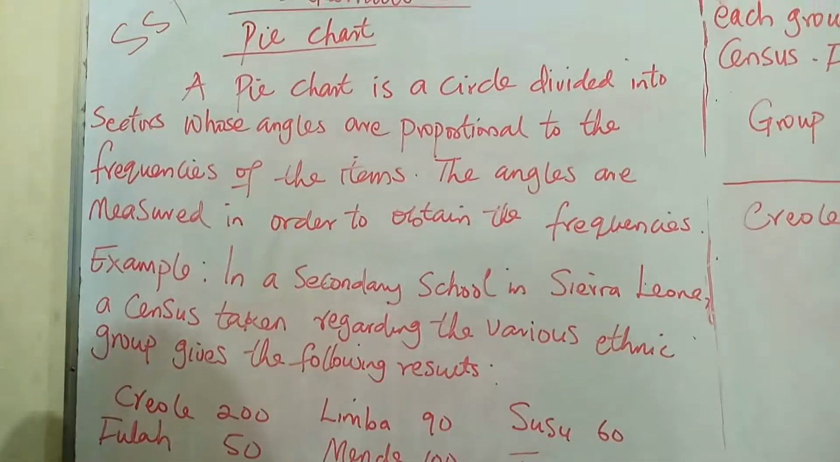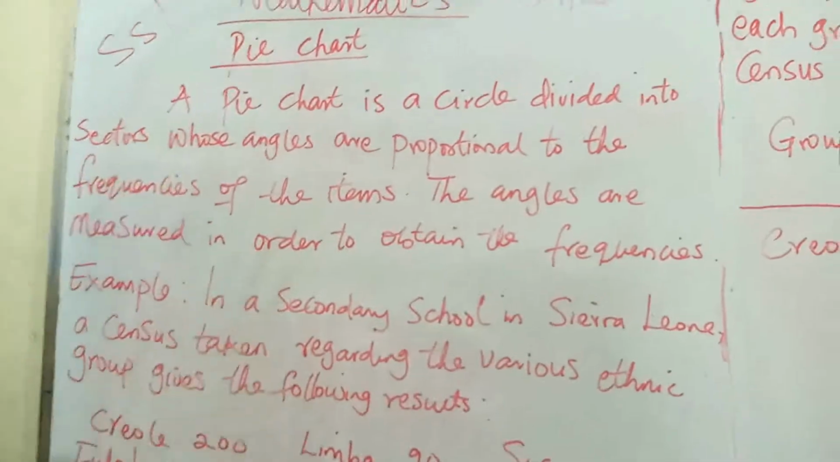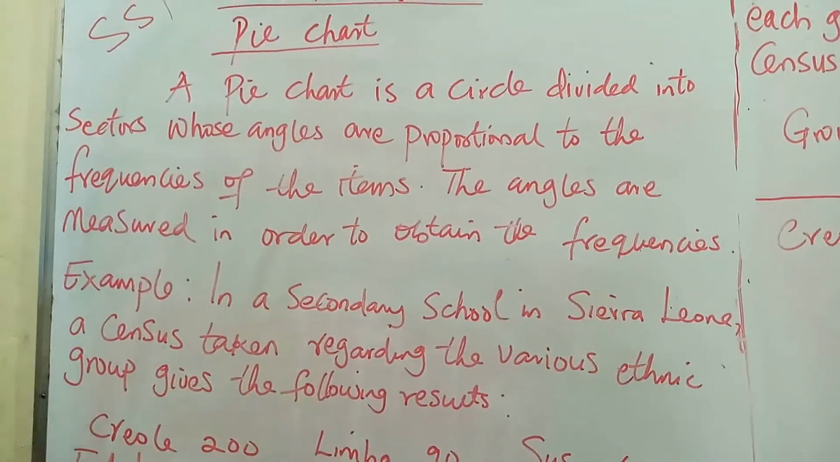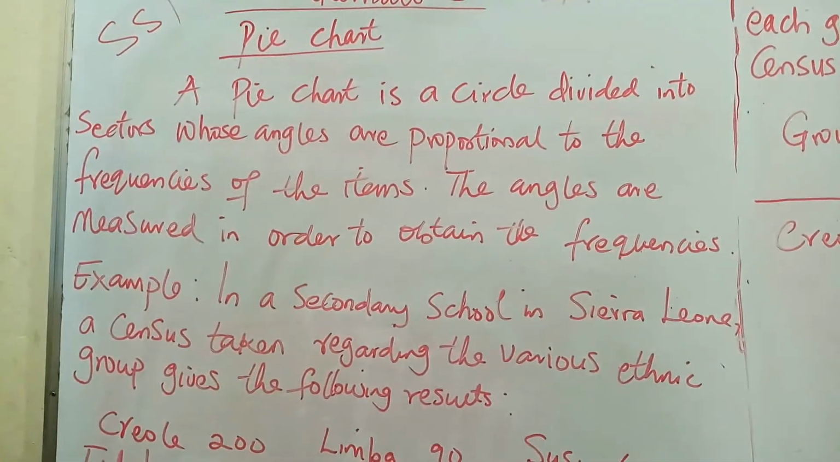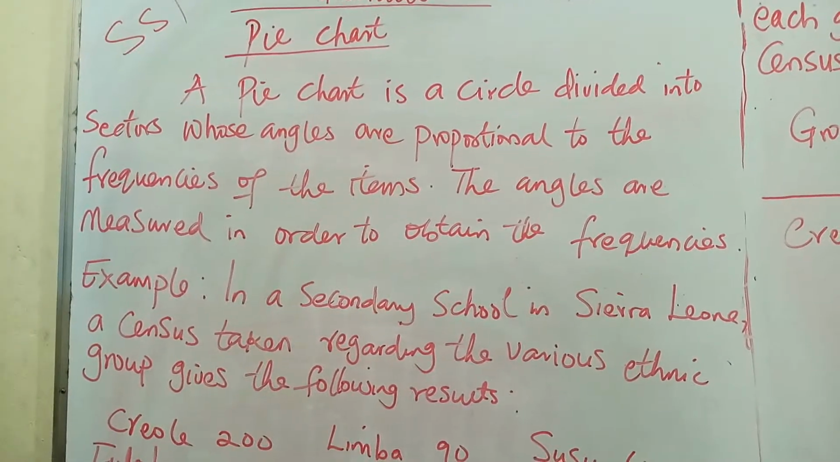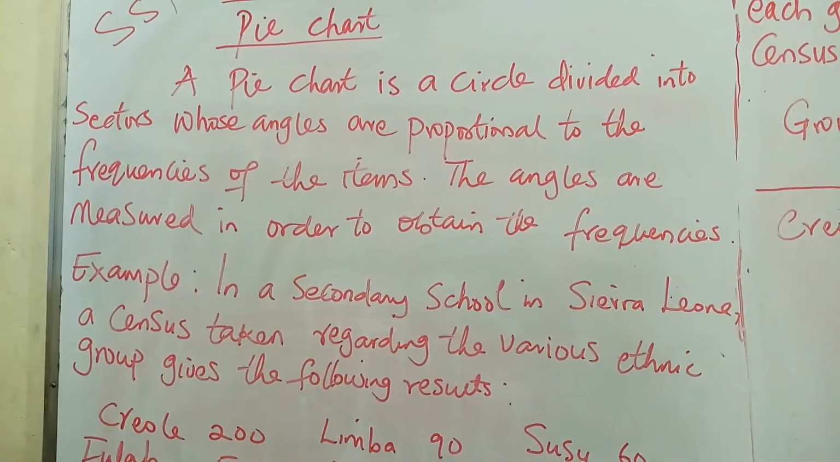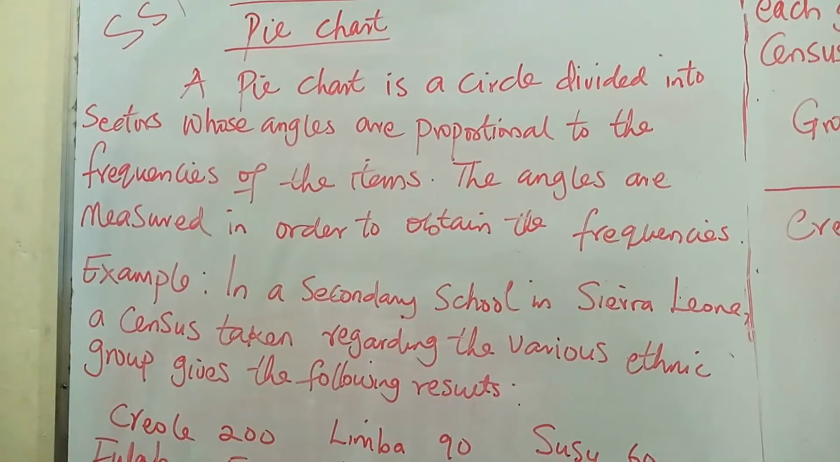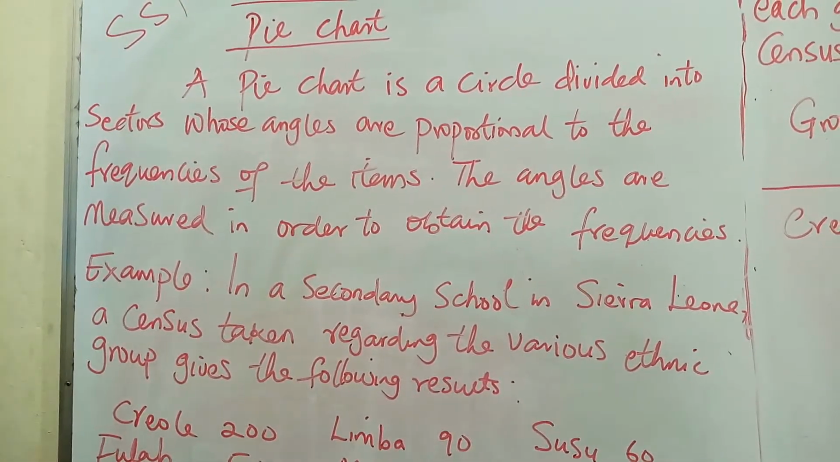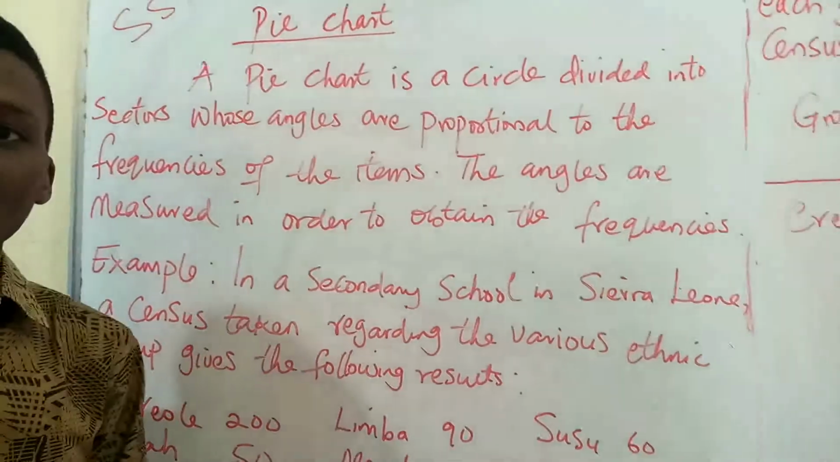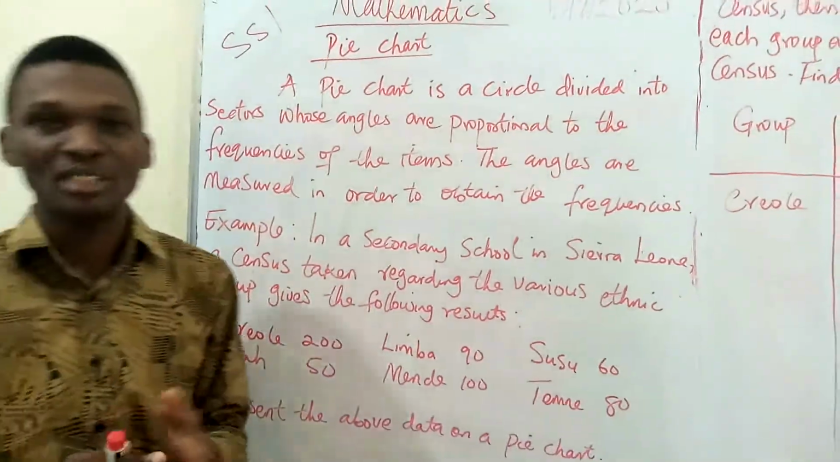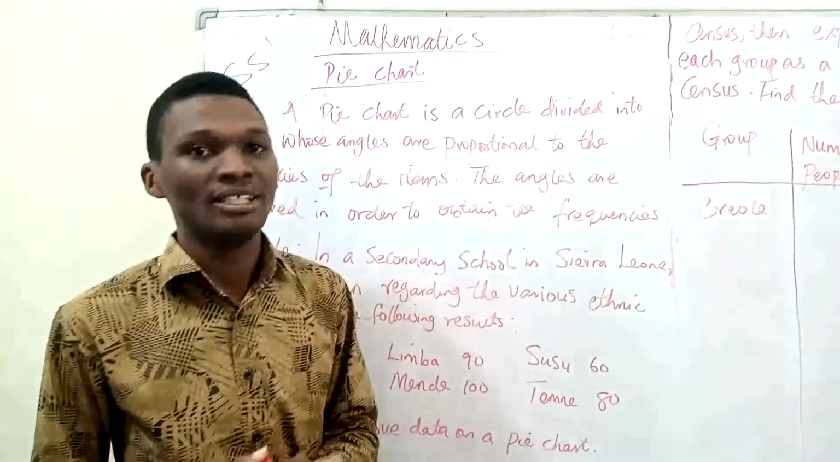Okay, now we look at the pie chart. A pie chart is a circle divided into sectors whose angles are proportional to the frequency of the items. I mentioned the sector: a sector of a circle is the region or area of a circle that is bounded by an arc and 2 radii.